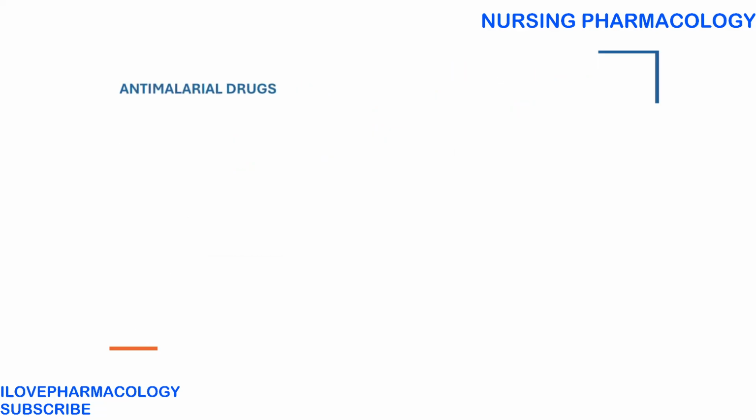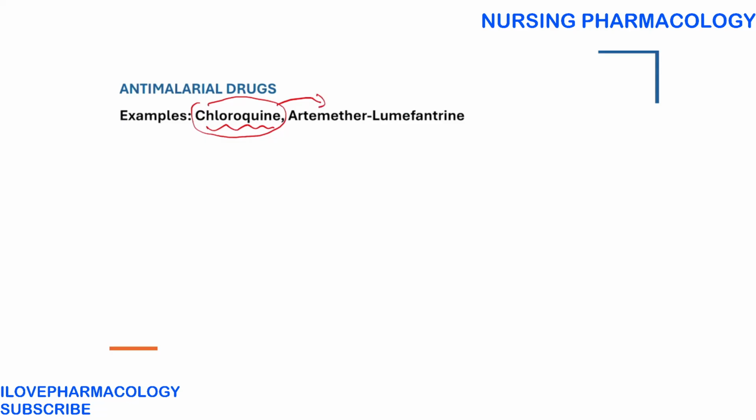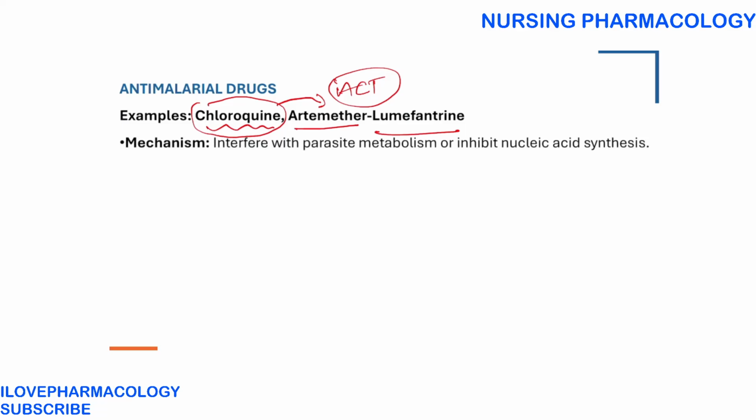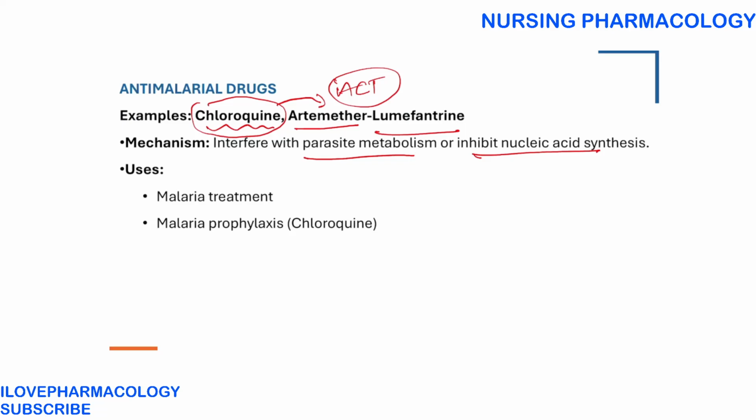So next, coming to the anti-malarial drugs, very important. So at least remember chloroquine. Nowadays there is chloroquine resistant malaria. So in case of chloroquine resistance areas, you need to give artemether lumefantrine, that is the artesunate combination therapy or the artemether combination therapy. Mechanism: they interfere with the parasite metabolism and also inhibit the nucleic acid synthesis. Basically used to treat malaria infection, and chloroquine can be given for malaria prophylaxis.